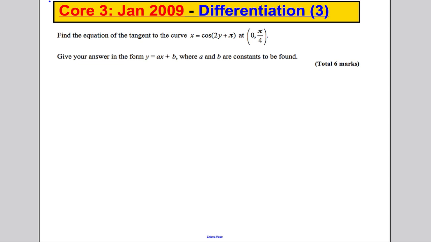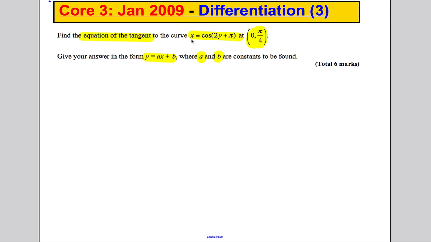It wants us to find the equation of the tangent to this curve here at the point x is 0, y is pi by 4. It wants us to give our answer in the form y equals ax plus b, with a and b stated at the end.